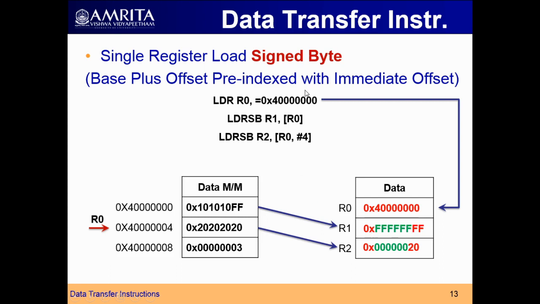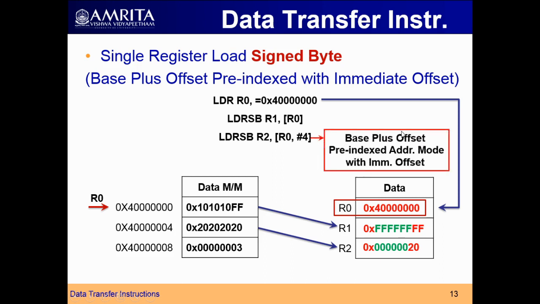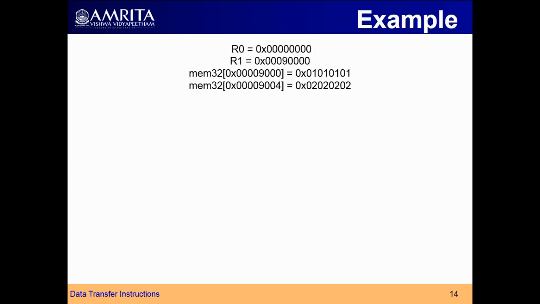So it is same as signed half word, but the only difference is that you are moving a byte of data. And again here you can see that the write back is not there, so the address will be 4000 itself, right? And the addressing mode is same as before, only difference is that you are performing signed byte operation, right? So these are the different types of load and store operation you can perform using data transfer instructions. Next we will see an example.